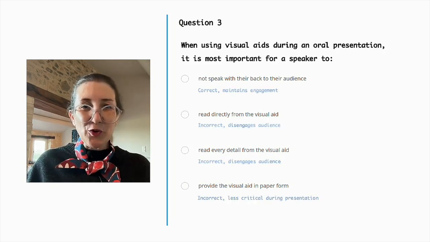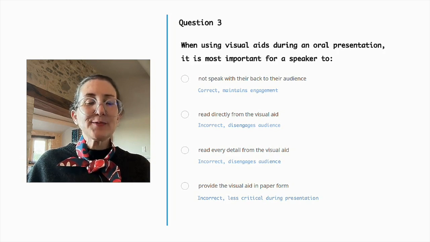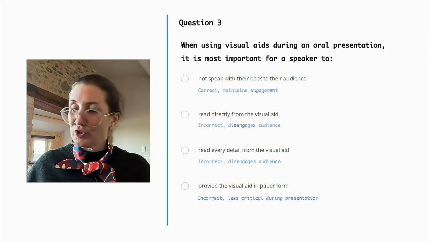In this case, the correct answer is not speak with their back to their audience, as maintaining engagement and connection with the audience is crucial.